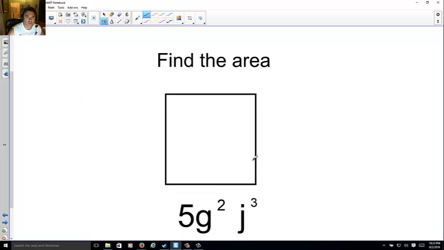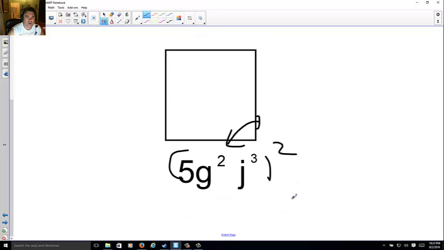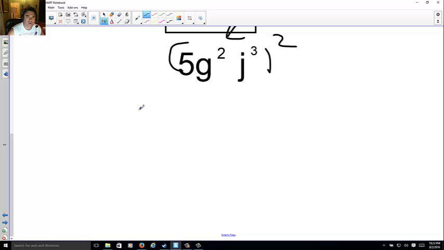Okay. Hopefully you knew that this and this were the same, so I'm going to just take this and square it. So 5 squared is 25. g to the 4th, j to the 6th. Terrible looking j, because 2 times 2 is 4 and 3 times 2 is 6.